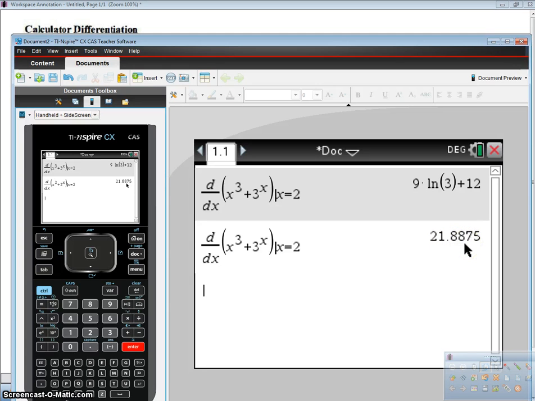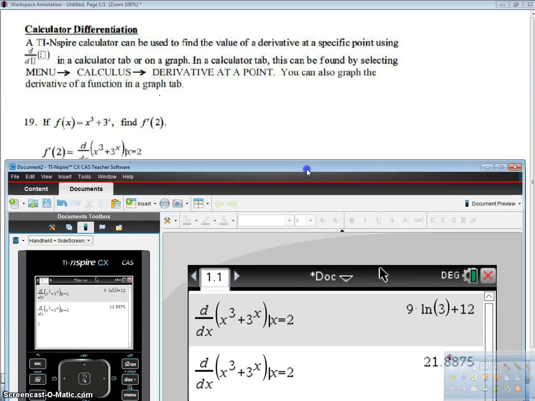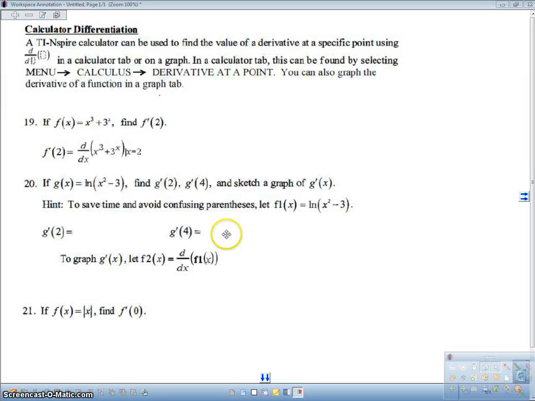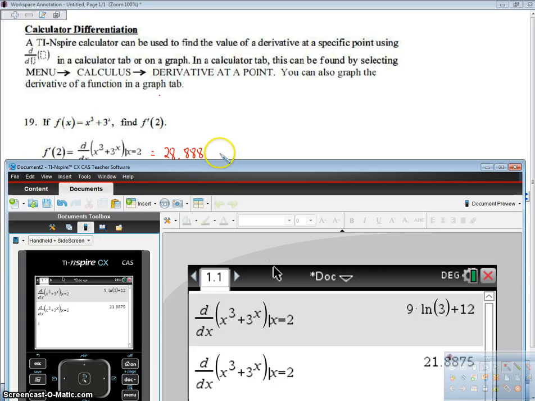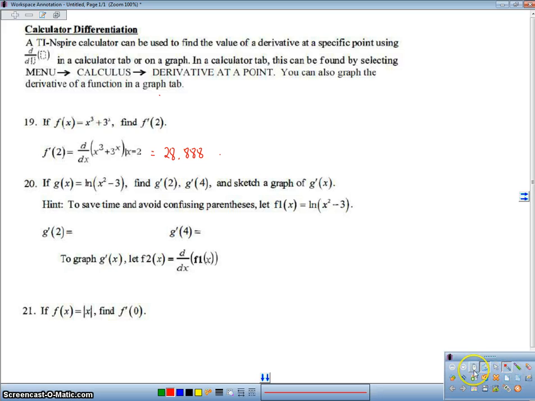21.888. Remember that in AP we round to 3 decimal places. Okay, so we've got 21.88. And that's what I would write on my paper right here. So on my paper, I would write 21.88. Sorry, I didn't have my pen out. Gotta hurry up here. I thought I had too many 8s. Maybe I'm just hungry because I need to eat.